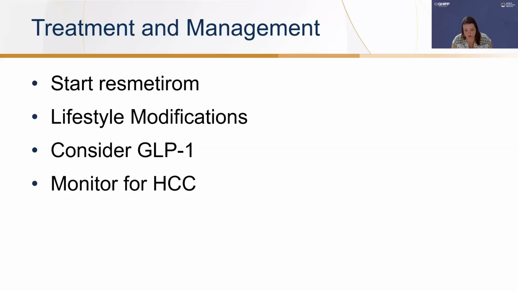EASL does actually recommend starting to screen for HCC with F3 fibrosis because there is an increased risk for HCC even with F3, albeit less than someone who's cirrhotic or F4, but it would be good measure to start him on the every 6-month HCC screening with an ultrasound. Any questions on management for him?